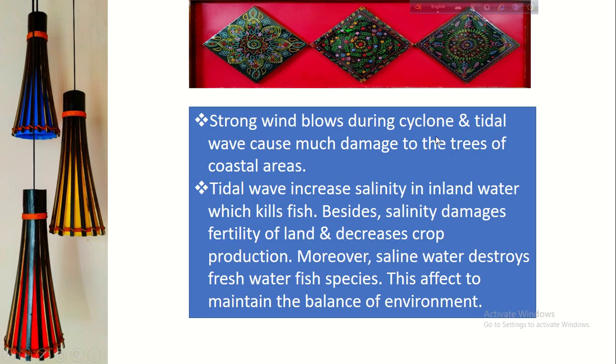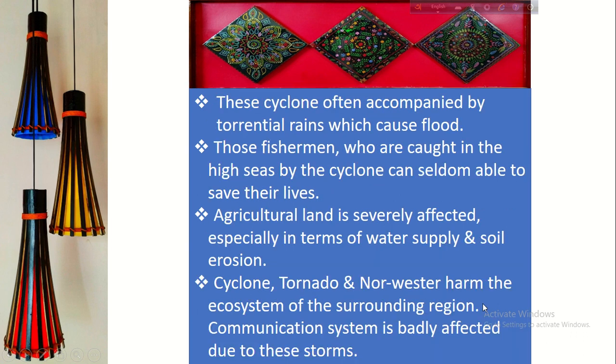Strong wind blowing during cyclone and tidal wave causes much damage to the trees of the coastal area. Tidal wave increases salinity in inland water, which kills fish. Besides, salinity damages the fertility of land and decreases crop production. Moreover, saline water destroys freshwater fish species, and this affects the balance of the environment and also causes protein deficiency. A cyclone is often accompanied by torrential rains which cause flood.